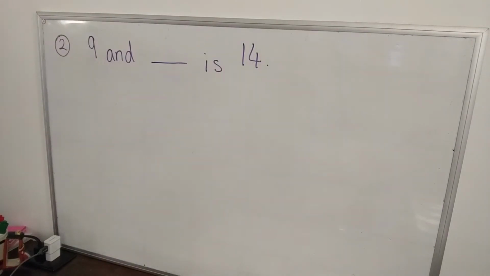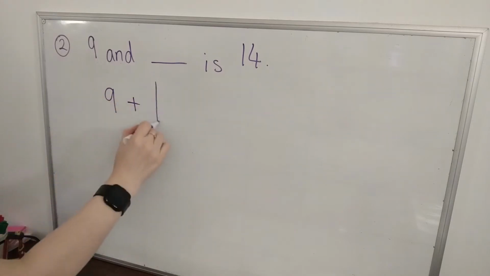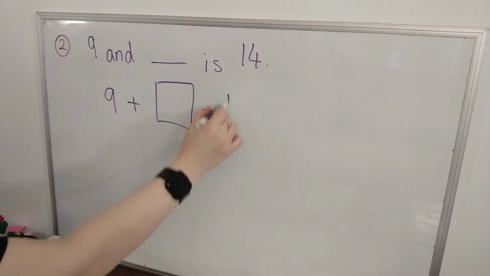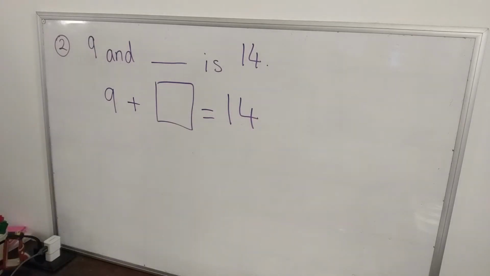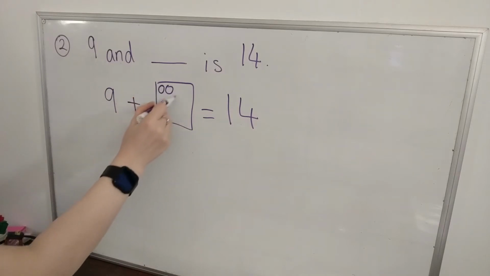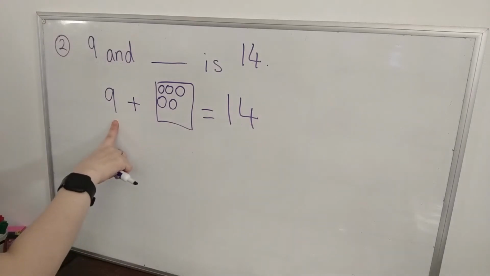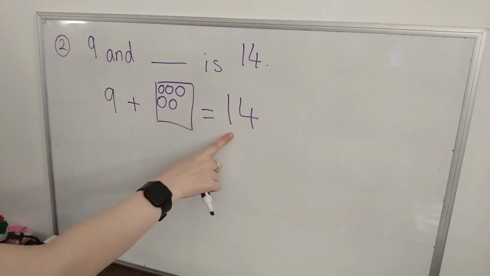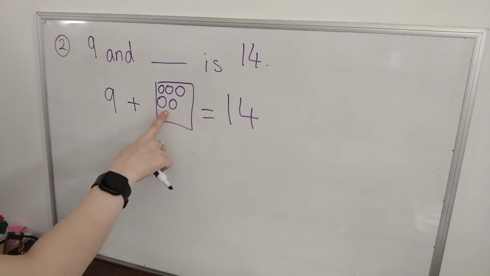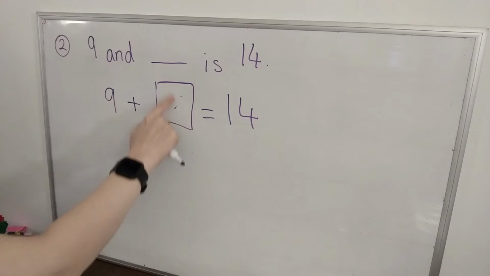Okay, let's do another one. It says 9 and blank is 14. Here's one way to do it. 9, 10, 11, 12, 13, 14. 9 in my head. How many more until we get to 14? 5. So I can erase these and write my number 5.